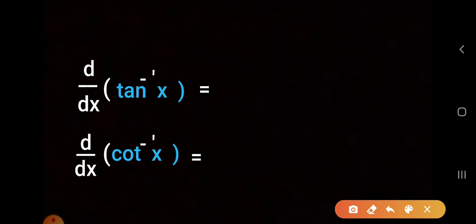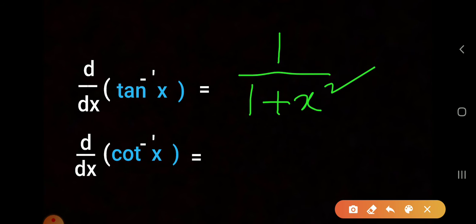So what about tan inverse x? d by dx of tan inverse x. We have just seen that sin inverse x and cos inverse x have a root, but tan inverse x doesn't have any root. So it is 1 by 1 plus x square. There is no root here, you should write 1 by 1 plus x square. And in all inverse trigonometric ratios, the numerator has only 1.